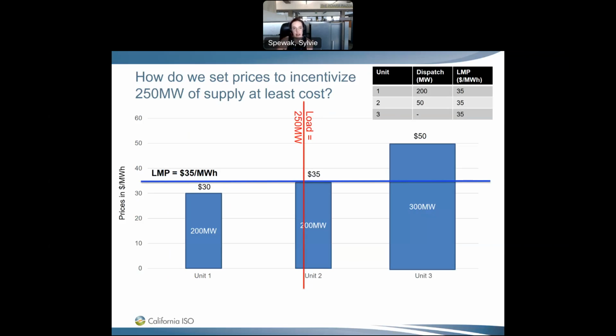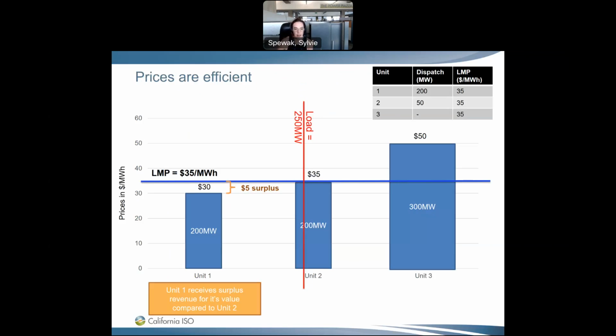So now let's see if this price is efficient, if it fulfills our principles of incentivizing least cost dispatch. Unit 1, which is the least cost resource, meaning it actually reduces the total cost of the system, receives a $5 per megawatt hour surplus from the LMP. And that signals the value of this resource to the market. It has a sufficient incentive to dispatch to its full capacity. If it only dispatched to 100 megawatts, it would lose out on $5 per megawatt hour profit.